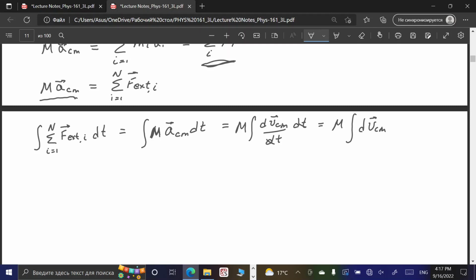And this integral of dv will give us some delta v center of mass, which happens in some time interval delta t. So this is equal to delta p total vector, which is the change, so the impulse of the net external force exerted on the many-body system. We show that in this case, when we deal with the concept of center of mass, it will also be equal to the change of the total linear momentum vector of the system.